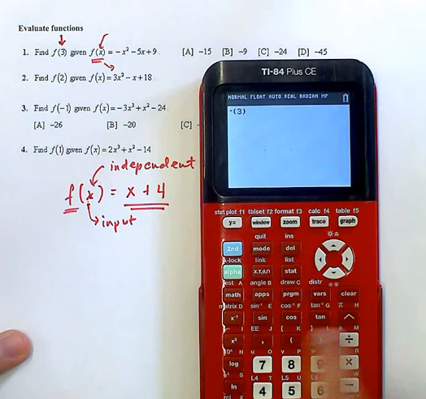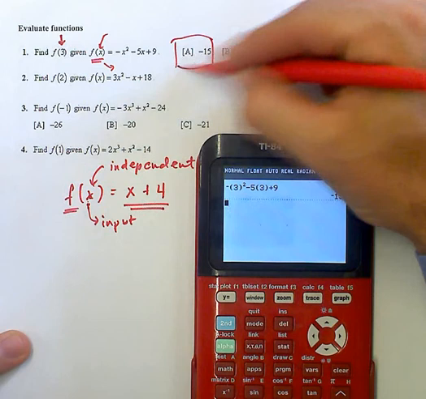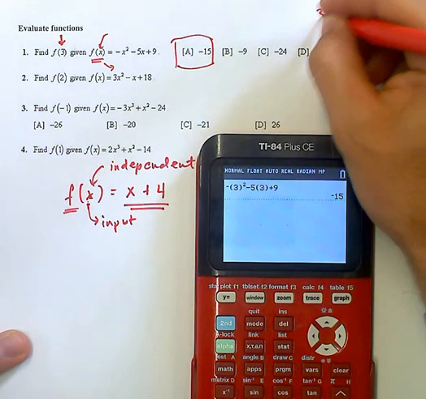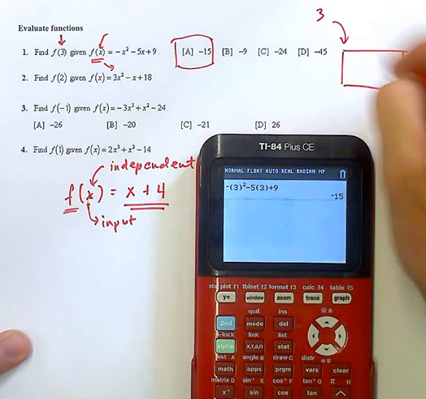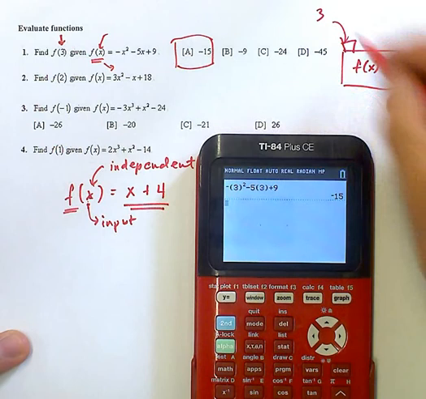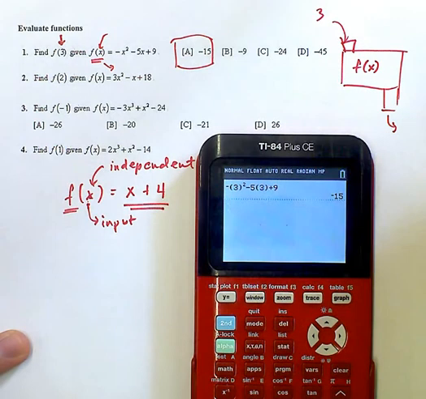Squared, you have your square symbol here. Minus 5, put my 3 in, plus 9, and I would get a result of negative 15. And basically what that's telling me is that if I put an input into my function, this is my f of x. I forgot the little parentheses. This is my function. If I put in a 3, I'm going to get a result of negative 15 there.